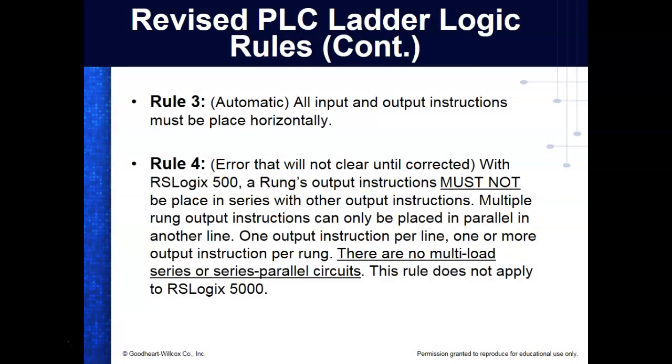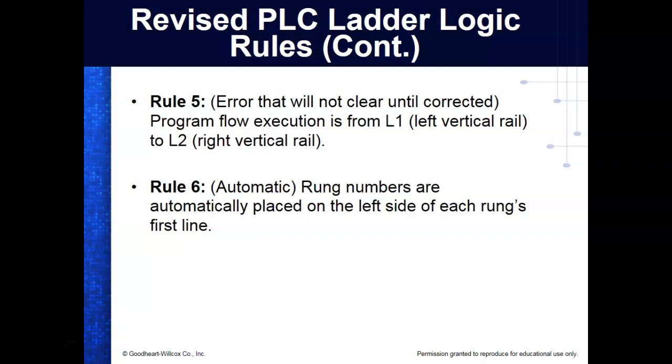So basically, it's one output per line, but one or more outputs per rung. Does that make sense? Yes. Rule 5, we'll get an error with this. Program flow is from L1 to L2, and we got some pictures that come up that are in the textbook. We'll look at this. We're just going straight through the rules right now.